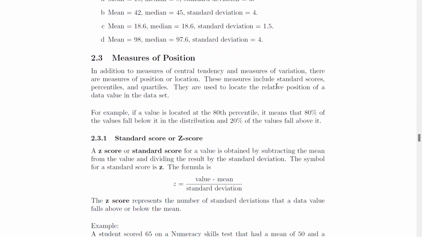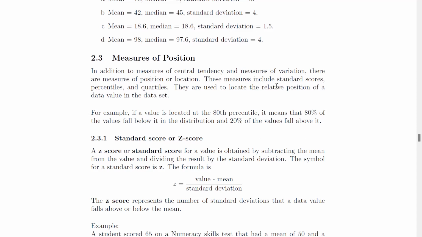Now let's look at some measures of position. These are the final measures when it comes to computing summary statistics. We've looked at some measures of central tendency. We've looked at some measures of variation. Finally, we want to look at some measures of position. These measures include standard scores, percentiles, quartiles, and they are used to locate the relative position of a data value in any data set. Okay.